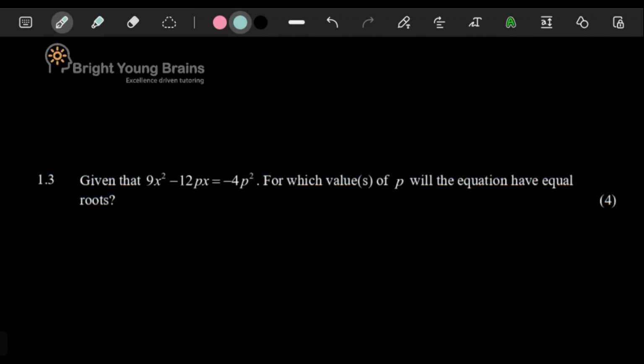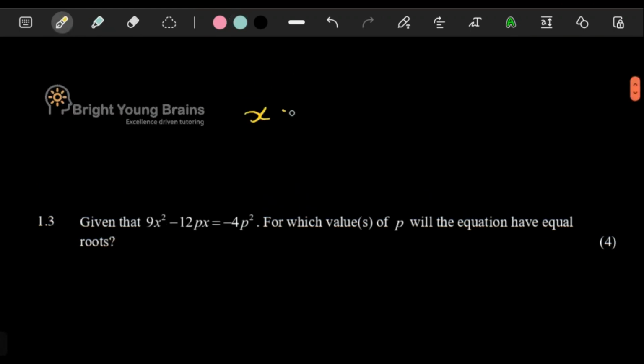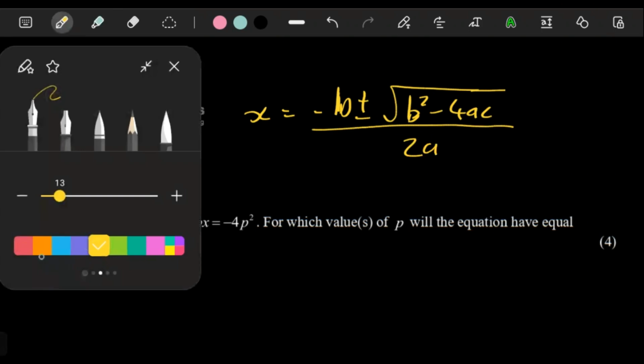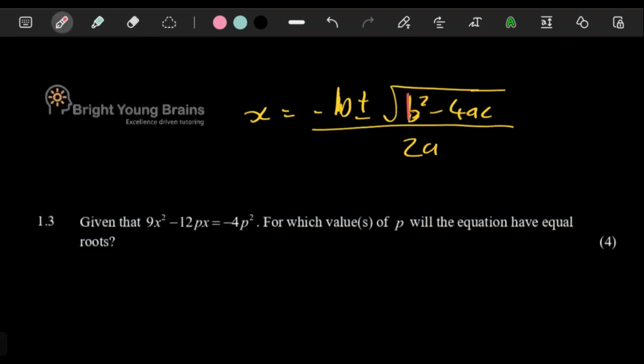So this question is not difficult at all, because remember, when it comes to you having equal roots, think of the way your quadratic equation is laid out, minus b plus minus the square root of b squared minus 4ac over 2a. The only time that you're going to have equal roots is when b squared minus 4ac is a 0. Because if this thing here is a 0, it means that whether you put a plus or a minus, your answer is going to come out as the same answer. That's how you have roots that are equal.